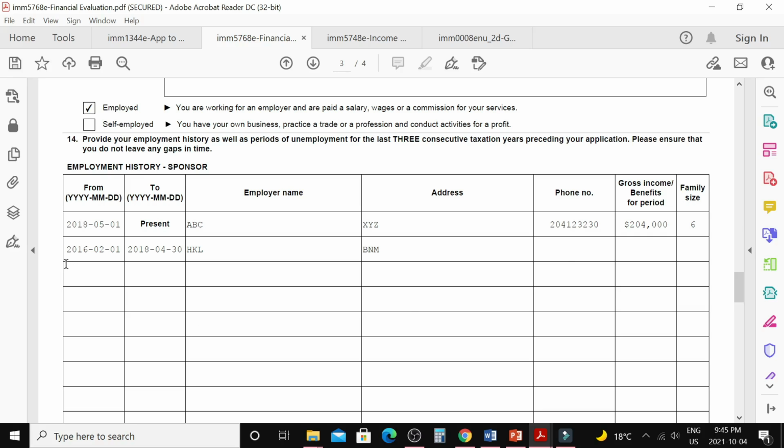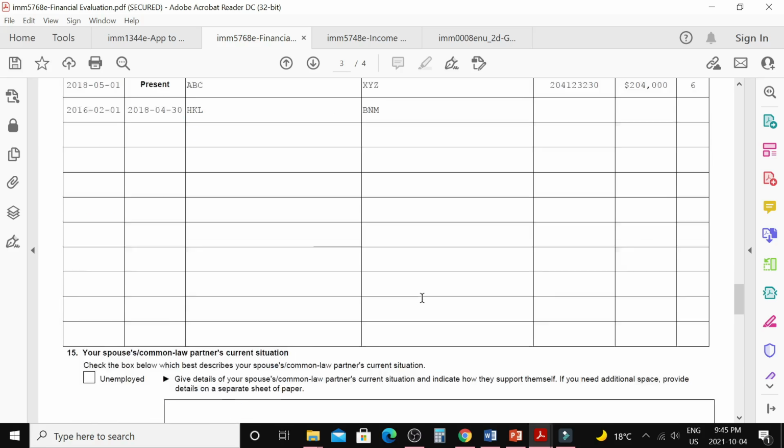Here you can see that I am writing that I was working with this employer from 2016 to 2018. Why did I write this? Because 2018 was not full here, I was already missing 4 months there. So I will write about the previous employer here. If you were unemployed in between, you can do that. So you need to start from the most recent one to the oldest one, going that way. That's how you are going to complete question number 14.